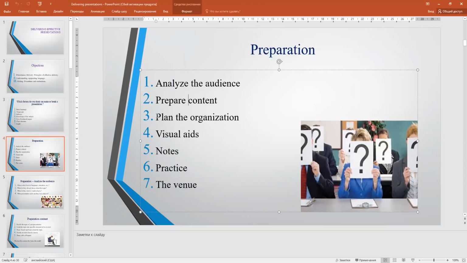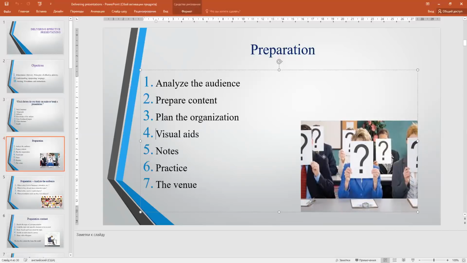Each slide of your presentation should be organized in a coherent and constructive way. It means each slide's content should be relevant to the others, so that the audience can see the smooth flow of your presentation content. And then you can see the visual aids. You can attach visual aids to your presentation.